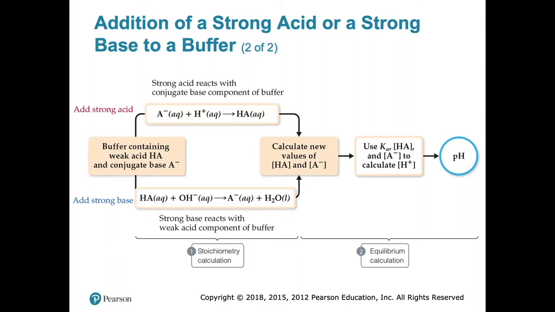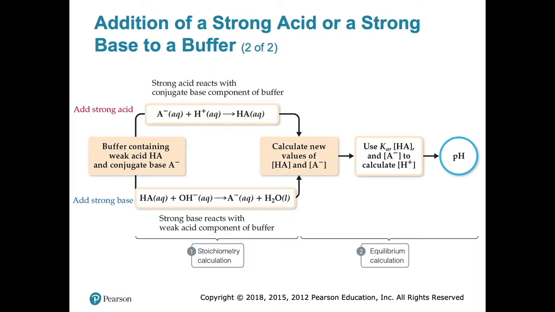And from that, use the Ka and calculate to get the pH. On the other hand, if you're adding a strong base to a buffer, instead of using A minus and H plus, your equation will be a little bit counterintuitive: it will be the acid plus the hydroxide goes to A minus plus water. The reason is that the strong base reacts with the weak acid component of the buffer. So HA right here is the weak acid component, okay?